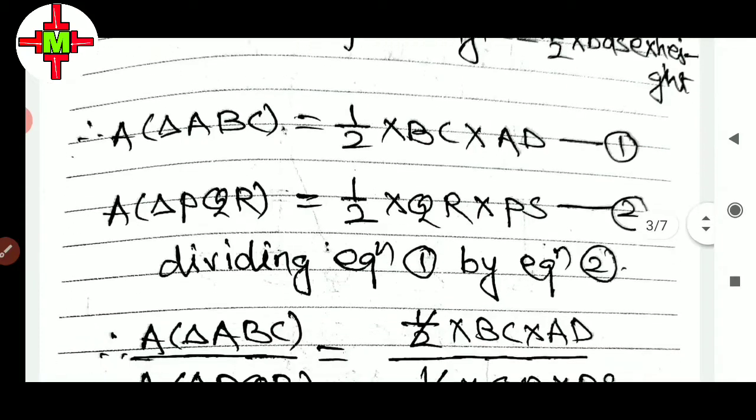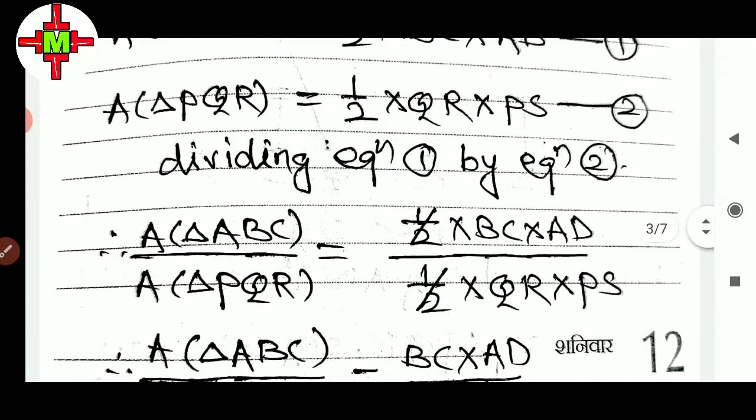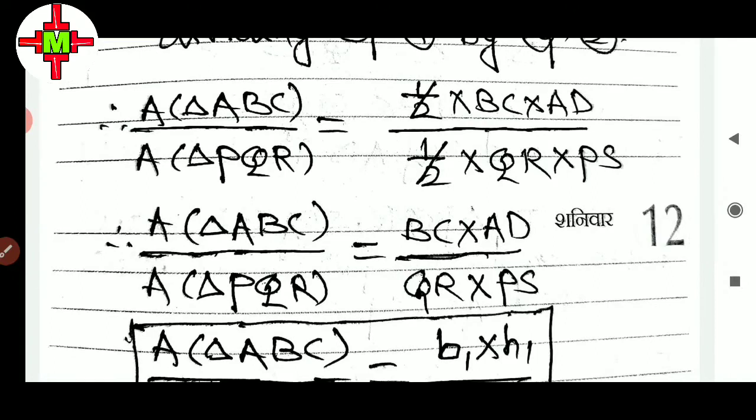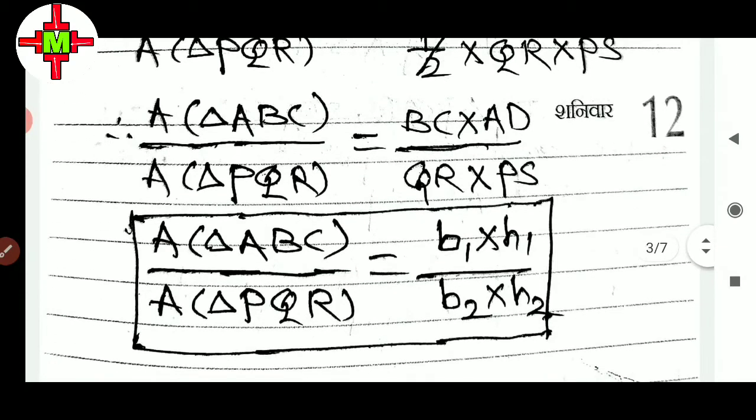Dividing equation 1 by equation 2, we get the ratio of areas of these two triangles is equal to 1 by 2 into BC into AD divided by 1 by 2 into QR into PS. 1 by 2 is common, we cancel it, hence we have area of triangle ABC divided by area of triangle PQR is equal to BC into AD divided by QR into PS. If we denote base and height of triangles by B1, H1, B2, H2, then this formula is area of triangle ABC divided by area of triangle PQR is equal to B1 into H1 divided by B2 into H2.